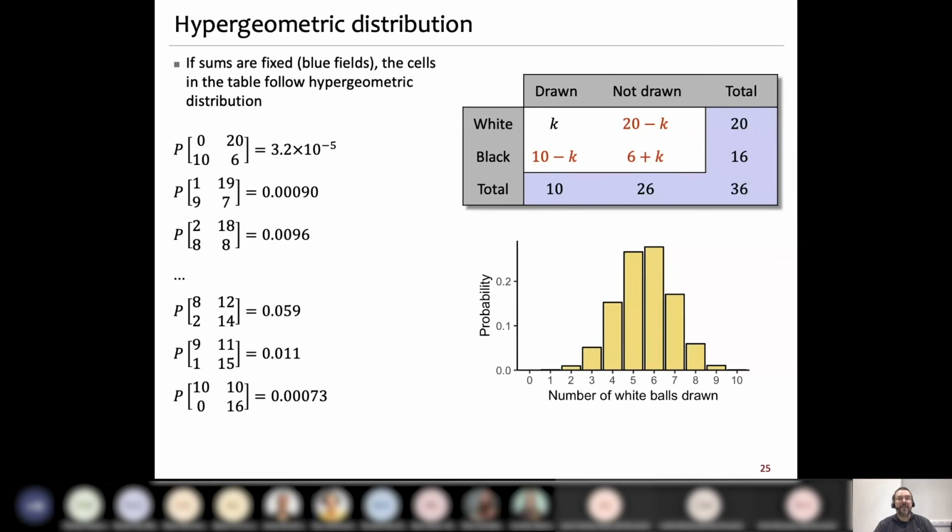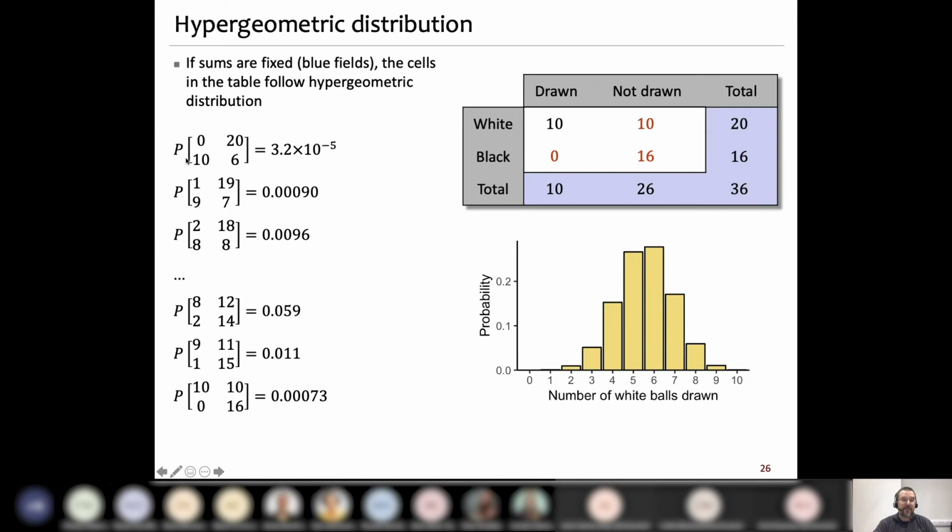Now we can do the same for different values of K. This is more abstract notation. We have K here, the number of white balls drawn. There are all the marginal sums, and there are formulas for particular values here. And now we can cycle K from 0, 1, 2, and as we do, we change all these numbers because the sums are the same, and we get a sequence of contingency tables, and they are shown here.